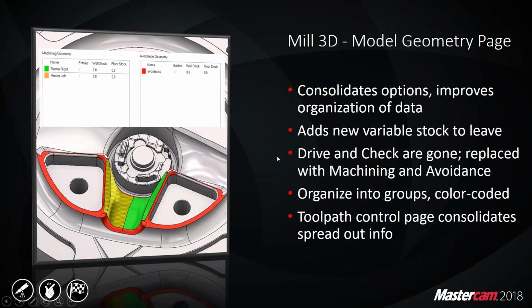So I have some review slides of my example, but basically now you have your model geometry page, which is the first thing that will pop up when you go to do a particular toolpath, and drive and check are replaced with machining and avoidance. You can adjust the colors to anything you want for these groups. If I double click that green or orange, I can set it to whatever I want. But by default, green is machining and red is avoidance.